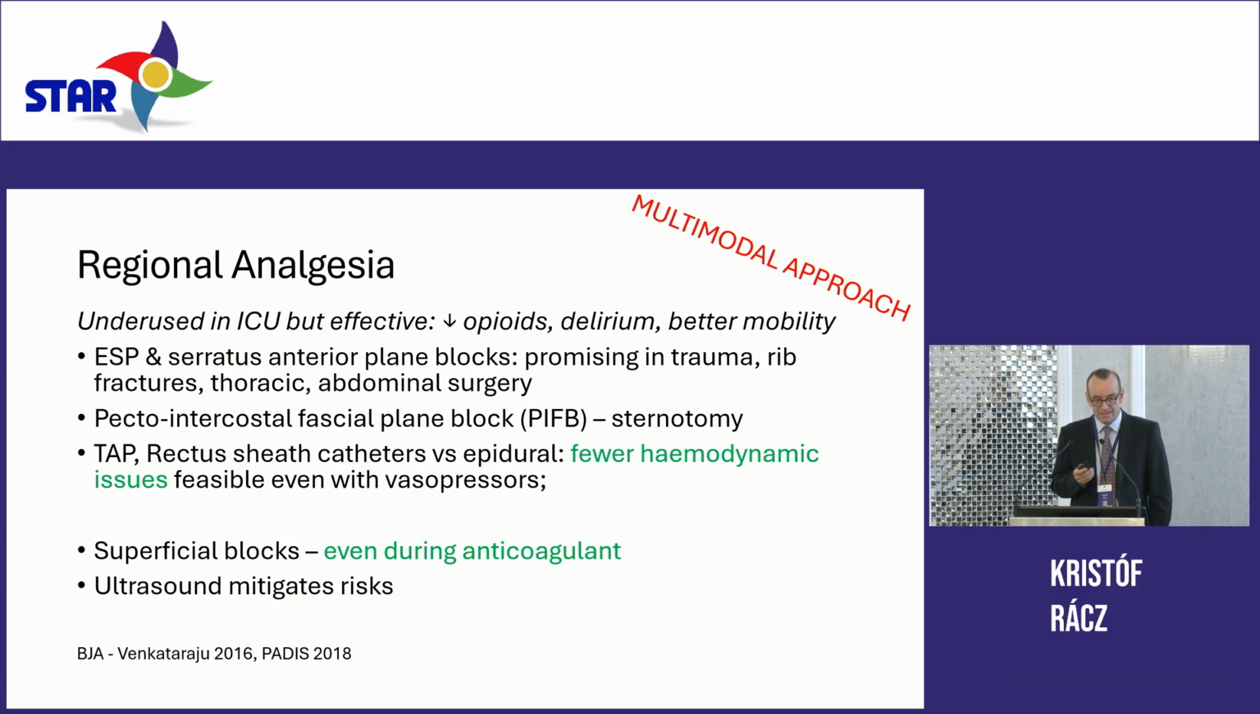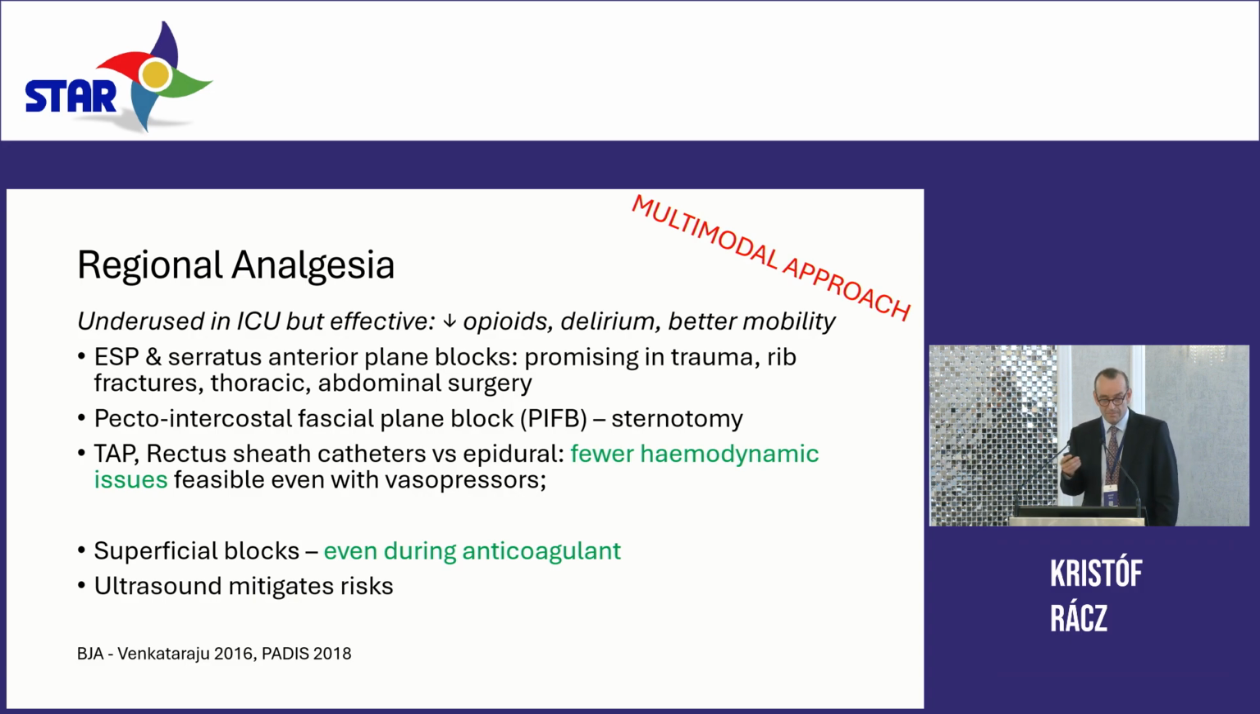There are a lot of studies about erector spinae block, but there are other plane blocks, like the serratus anterior plane blocks. They are very good in trauma, rib fractures, thoracic and abdominal surgery. After cardiac surgery and sternotomy, we use quite a lot of pecto-intercostal fascial plane block, which is a really easy and simple procedure, and it just zeroes down opioid use in the first 12 hours.